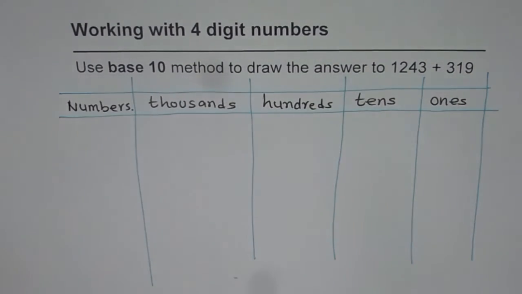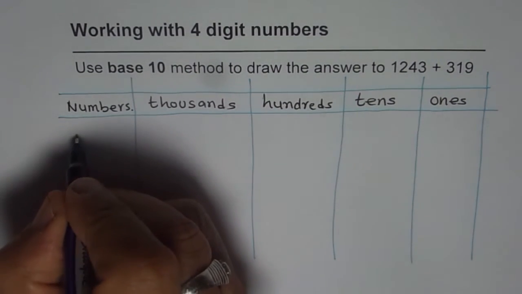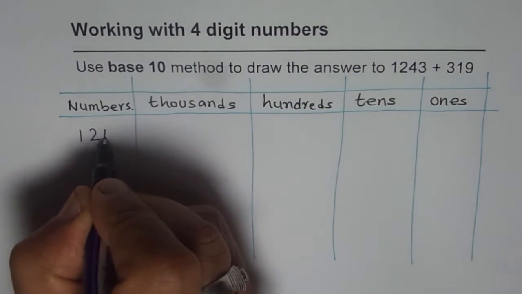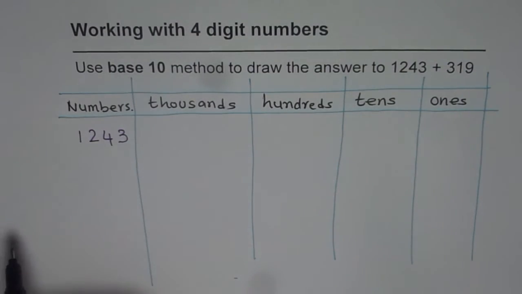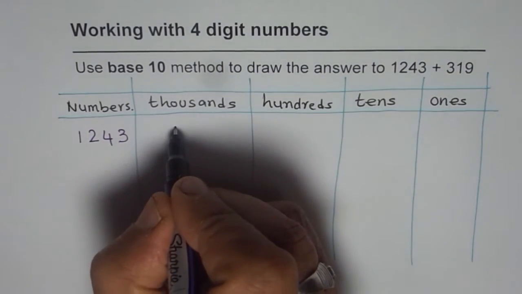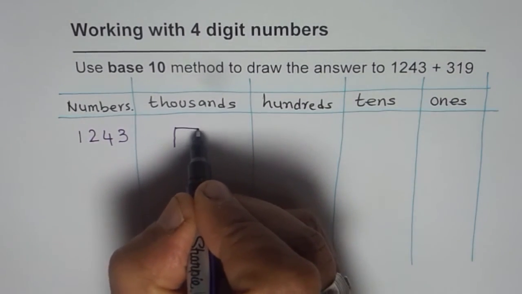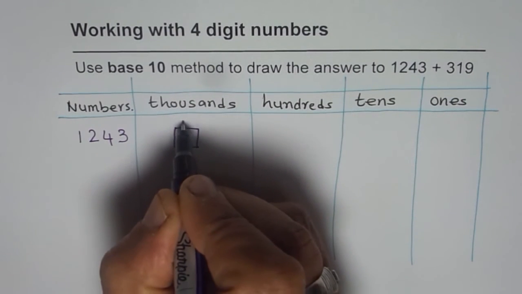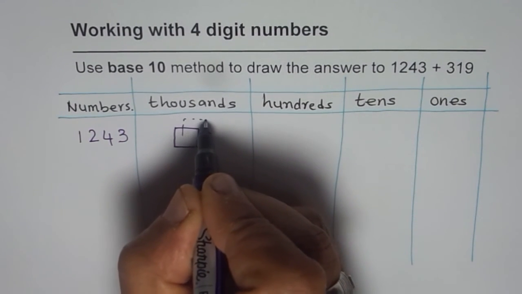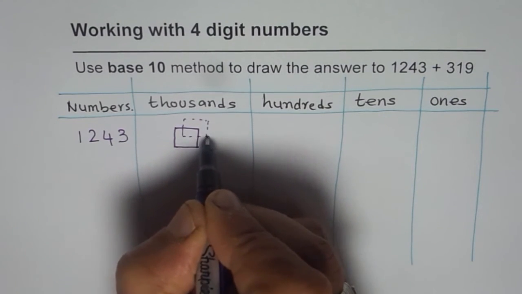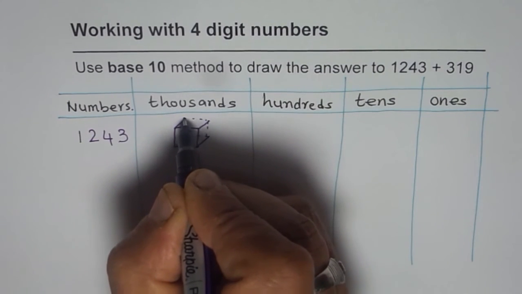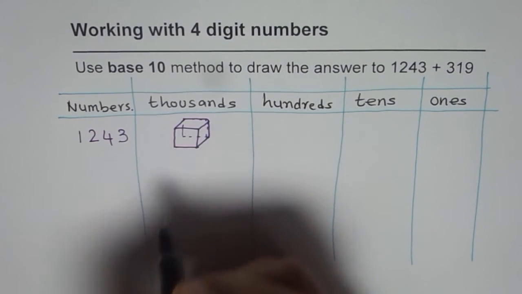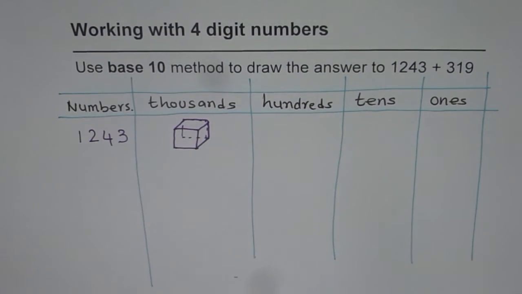Okay, the first number given to us is 1243. How many thousands does it have? It has 1000. So let's make a cube to represent 1000. Simple way to make a cube is make 2 squares, right? So like this, I'm making kind of dotted squares. Make 2 squares and then join the corners. Do you see that? And outside I will make it bold.